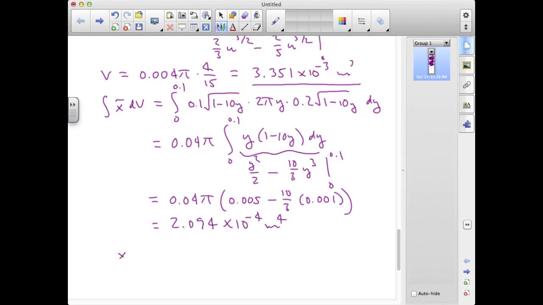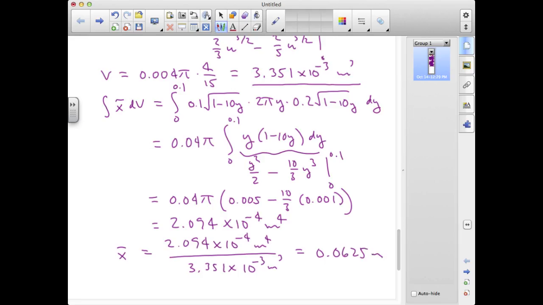So once again, our x center is the ratio of these two integrals, and that number is equal to, again, 0.0625 meters. So it doesn't matter which differential element we use. If we're doing the problem consistently, we should get the same result no matter how we do it.